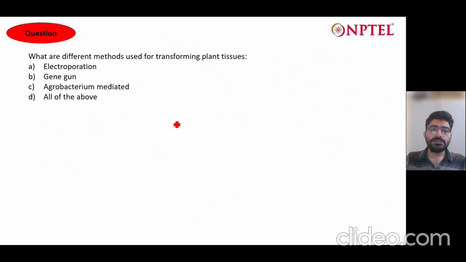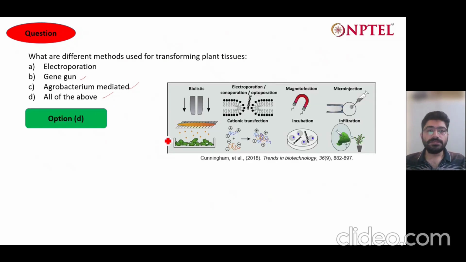What are the different methods used for transforming plant tissues? Either we can use electroporation, a gene gun, agrobacterium mediated, or all of the above. So yes, the answer is all of the above. And here is the explanation. First is the biolistic method, or the gene gun method. We use tungsten or gold nanoparticles coated with the DNA that we have to transform into the plant, and using very high speed in a vacuum chamber, we bombard it into the plant cells or the callus, and the DNA is inserted into the cells.